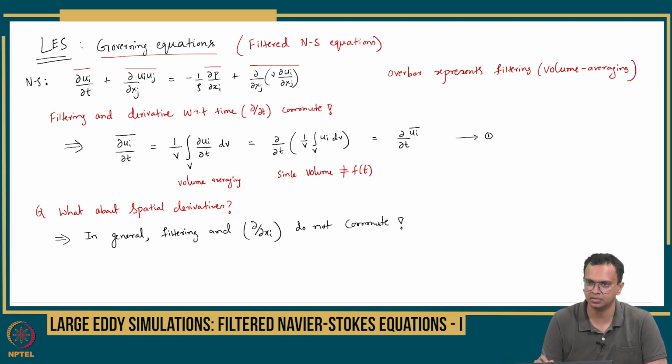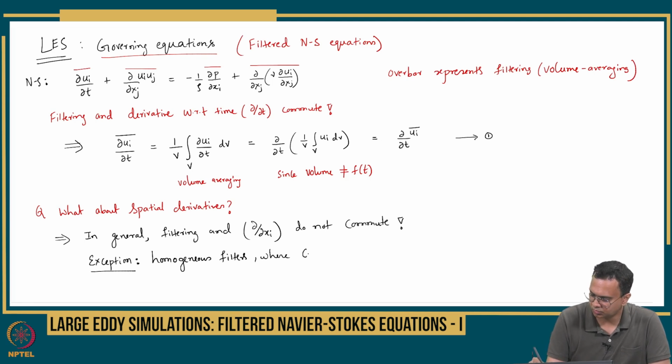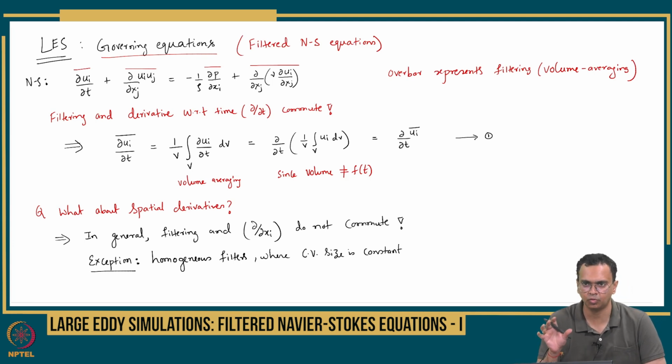There is an exception, which is rare. The exception is only when you are using a homogeneous filter. A homogeneous filter implies constant grid size. You have made a mesh which is equidistant everywhere. Only in that case can you move this filtering operation inside. So the exception is homogeneous filters, where the control volume size is constant. You are essentially performing a filtering operation over the mesh.